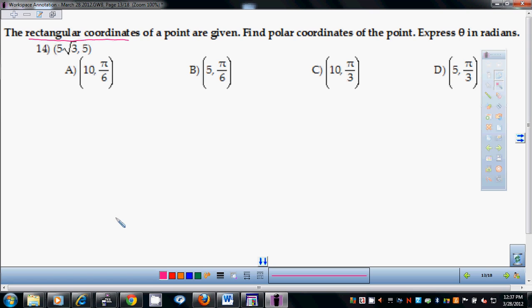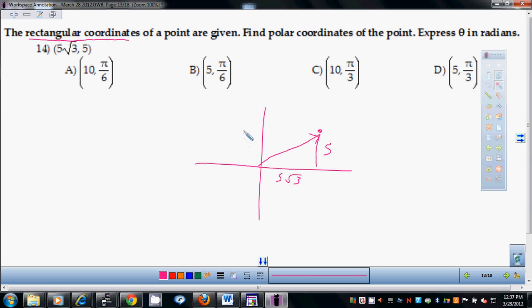Now I'm going to graph this one, but you don't have to graph it tomorrow. I just want to help you visualize it. If you were to graph this, your x is 5 radical 3, your y is 5. That means if you were to make an angle out of this, that's your vector, right? Your i component would be 5 radical 3, and your j component would be 5.